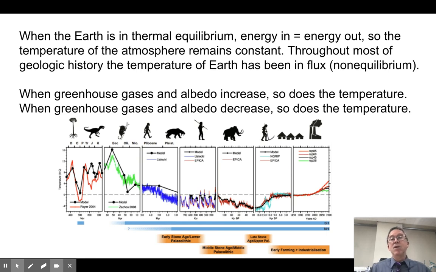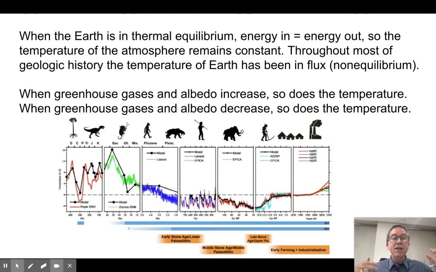But basically, what happens is this: when greenhouse gases and albedo increase, when albedo, I got this backwards. This is supposed to say decrease. I can't believe I did this. Okay, so when you have more greenhouse gases and less albedo, then the temperature is going to go up. And when you have less greenhouse gases and more albedo, then the temperature is going to go down. And I'll fix this for the presentation. I apologize about that.